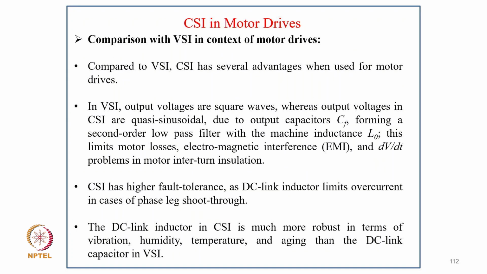cross. Coming to the comparison of VSI and CSI in motor drives, compared to VSI, CSI has several advantages when used with a motor drive. In VSI, the output voltages are square wave, whereas the output voltages in CSI are quasi-sinusoidal due to the output capacitor forming a second order low pass filter with the machine inductance L0. This limits motor losses, electromagnetic interference, and dV/dt problems in the motor interturn insulation. CSI is also more fault tolerant as the DC link inductor limits overcurrent in case of phase leg shoot-through, and the DC link inductor in CSI is much more robust in terms of vibration, humidity, temperature, and aging than the DC link capacitor in VSI.